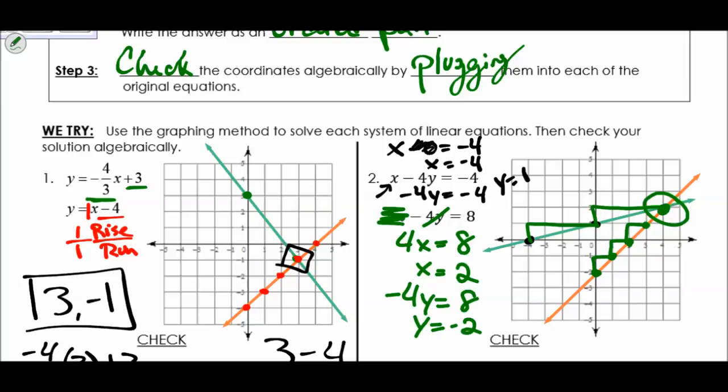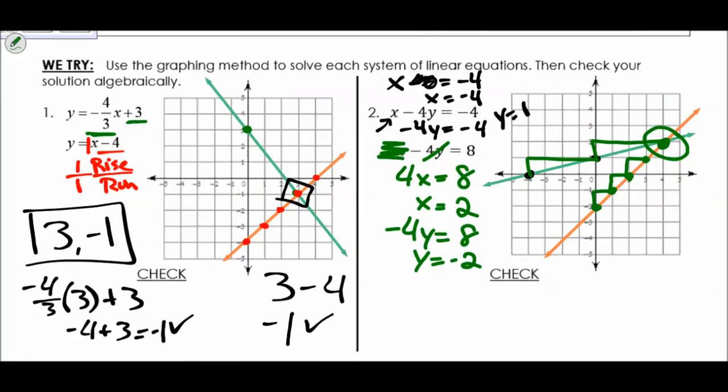So my coordinates for my solution are, let's go in black again, (4, 2). That's the solution to the system of equations. From there, I just want to plug that in just to make sure that it actually is the solution, and that it actually is on both these lines.